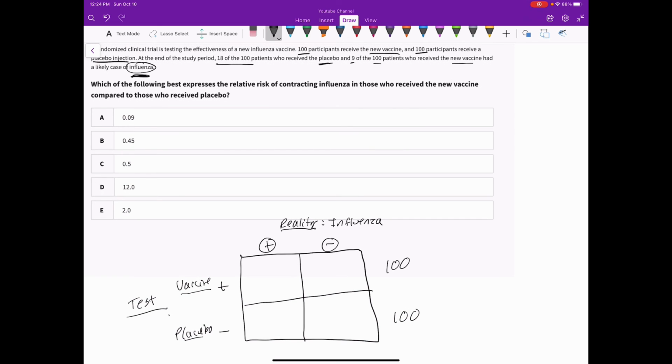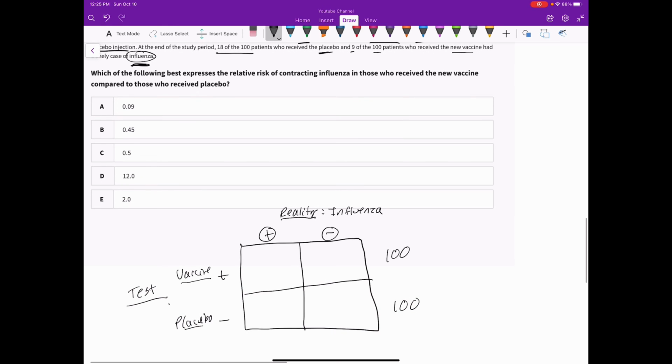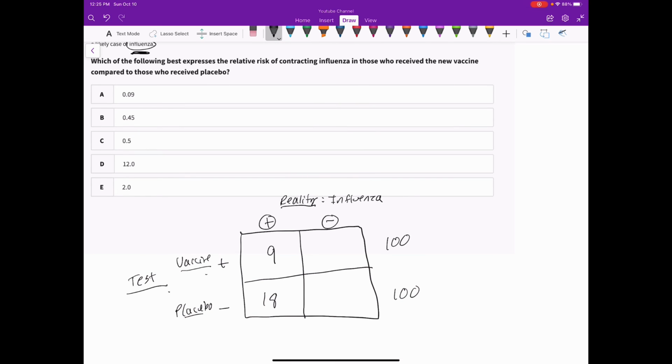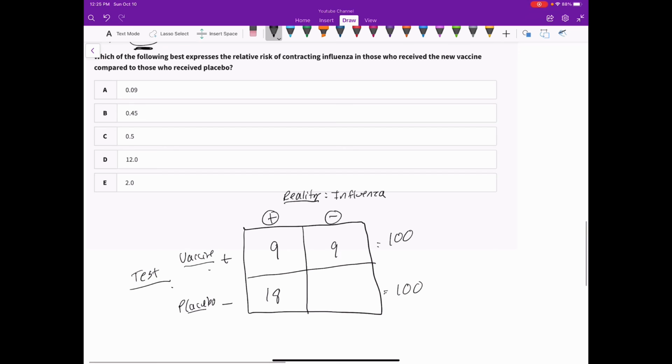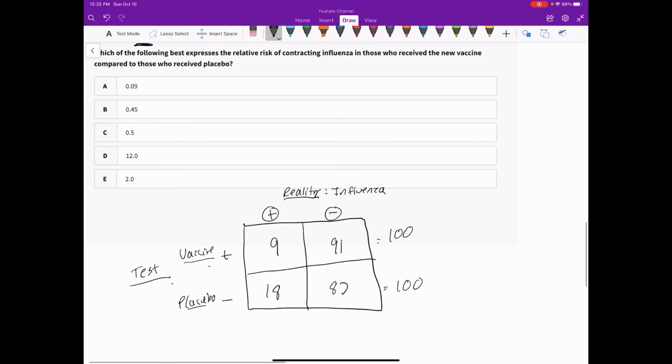At the end of the study, 18 of the patients who received the placebo, and 9 of them who received the vaccine had influenza. Okay, so we know 18 got influenza from placebo, from not doing anything, and 9 of them got influenza when they got the vaccine. All right, so now we just have to do basic math. 9 plus what is going to give us 100? Well, this is going to be 91. Now, 18 plus what is going to give us 100? Well, this is going to be 82.